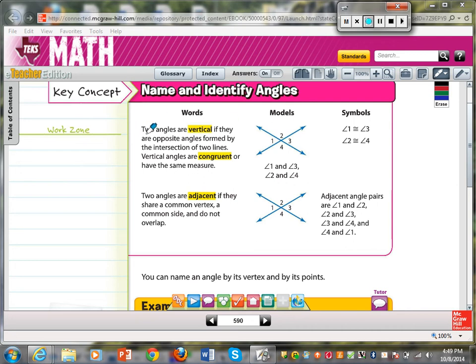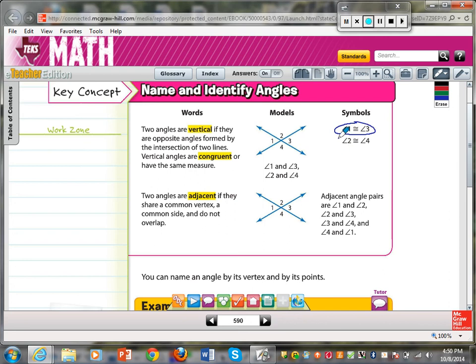In words here. Two angles are vertical if they are opposite angles formed by the intersection of two lines. Vertical angles are congruent or have the same measure. Vertical meaning that they basically point towards each other. So in this case, you could say that angle 1 is congruent to angle 3, and angle 2 is congruent to angle 4.